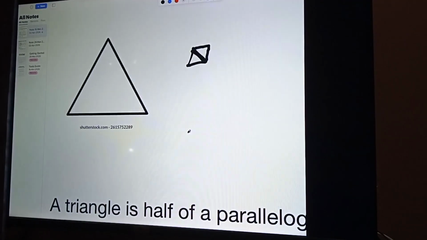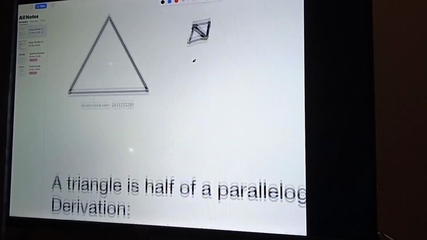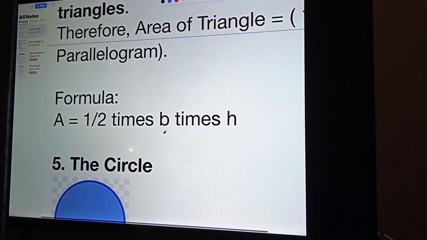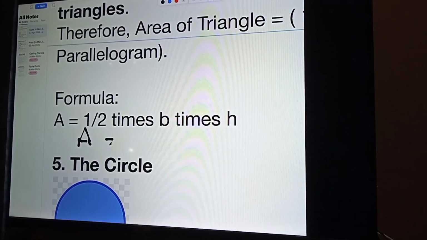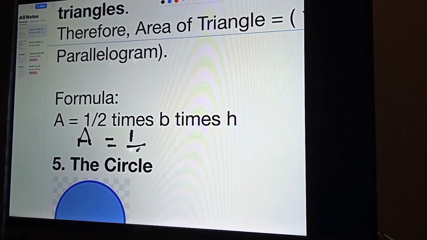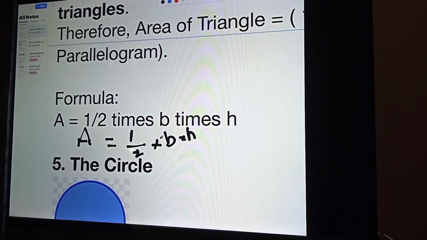And now the parallelogram is made of two rectangles. So the area of the triangle is half of the parallelogram: 1 by 2 multiplied by base into height, like this. This is the formula.